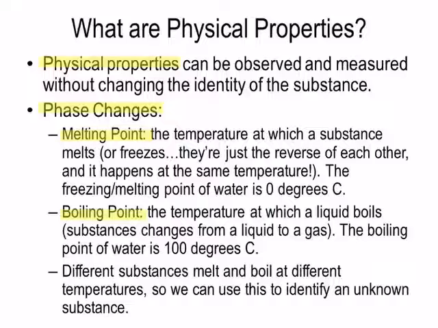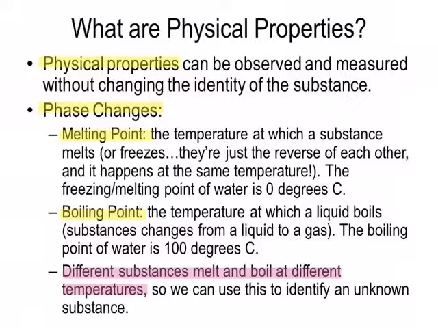chemical properties. So a physical property is anything you can observe without changing the identity of a substance. These are things like phase changes, melting point, the point at which something melts, or boiling point, the temperature at which something changes into a gas. What's really important is that different substances have different melting and boiling points. And so if you have an unknown substance, you can use melting points or boiling points to try to figure out what that substance is.